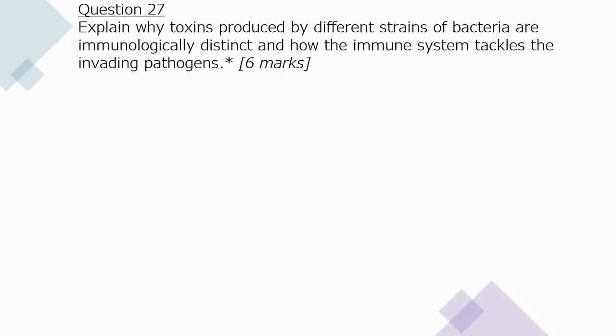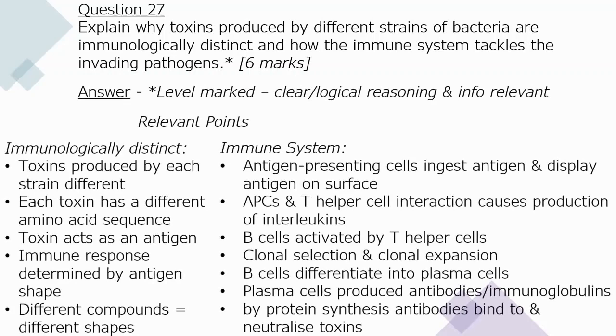So I'm not going to go through the full answer here, but basically in terms of the toxins being immunologically distinct, you need to talk about specificity and then about how the immune system tackles invading pathogens. This is obviously talking about the specific immune response and how T helper cells stimulate B cells, which differentiate into plasma cells which produce antibodies. But you can see all of the key points here and how they interlink and how you can create a good answer.